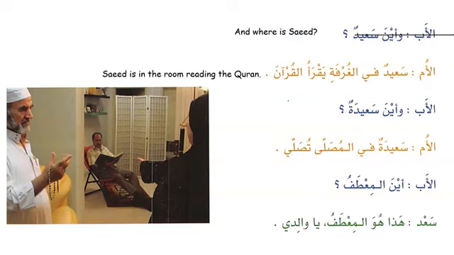Now let's look at the translation. Sa'id is in the room reading the Quran. So now we can see here for Sa'id, we have the verb that is yaqra'u.